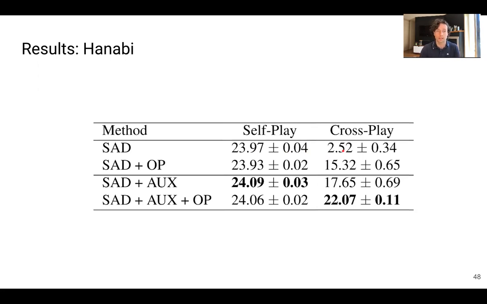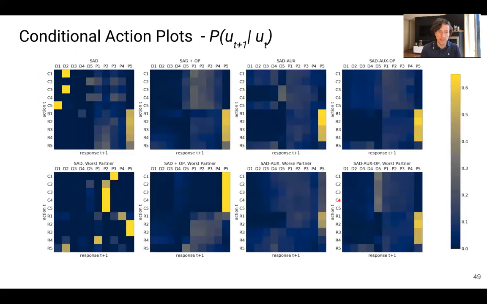We need fundamentally new ideas here. The same holds up if you add an auxiliary task, which brings up all the self-play scores and also helps with cross-play in general. But even then, you get another boost from adding other play. And you can see this in these matrices.